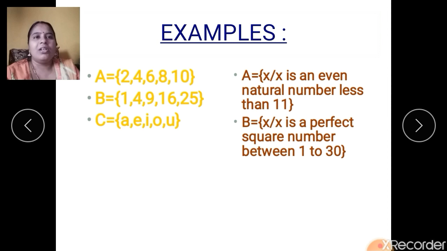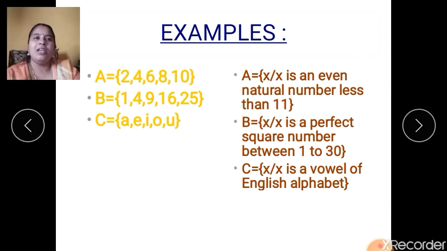See the next one. It's not that always numbers are asked. Now I have written few alphabets here. If you know little bit of English also, grammar, that is A, E, I, O, U. You must have recognized till now that these are vowels, correct? So how to write it now? C is a set of all x and this x is a vowel of English alphabet. I hope this roster method and set builder method is nicely understood to you.